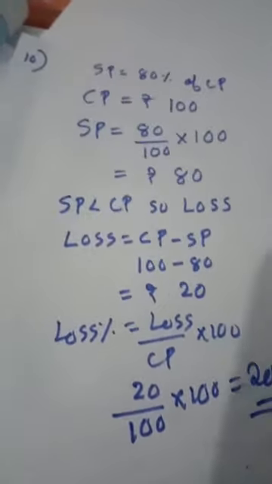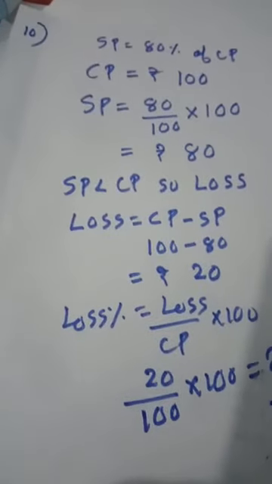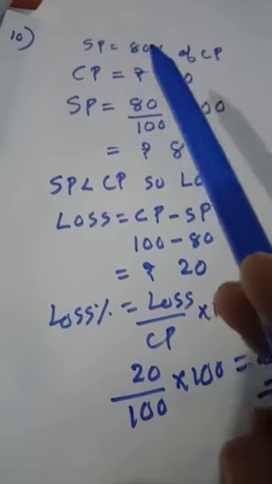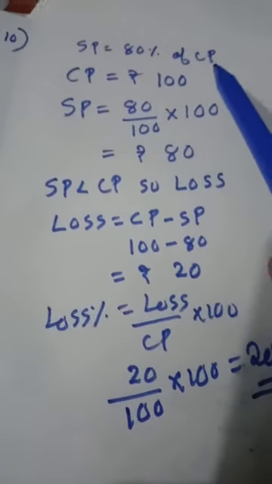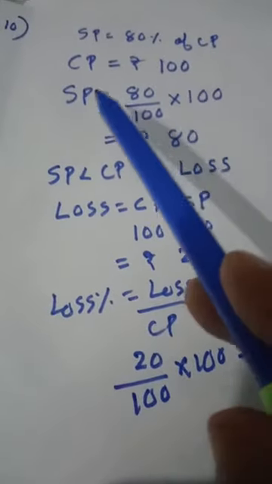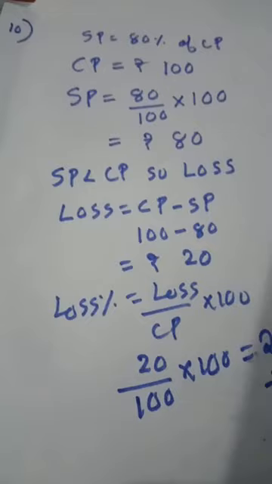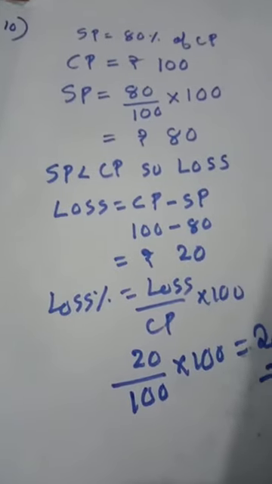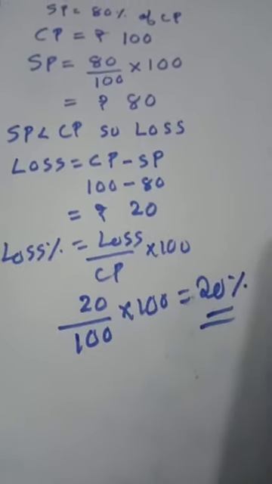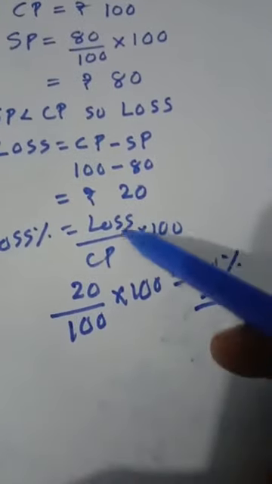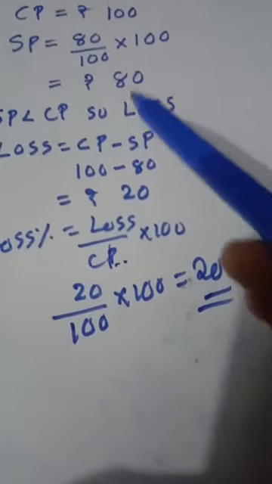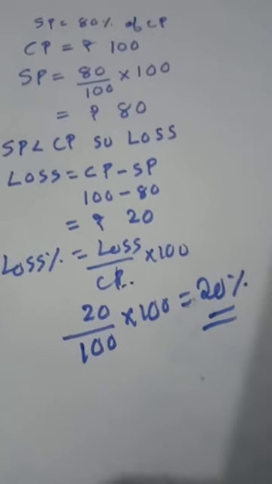Very simple. In the 9th question, the cost price of an article is 4 by 5 times the selling price. But here it is given that the selling price of an article is 80% of cost price. So see the difference. CP equals 100, SP is 80% of 100, which is 80. Here it is a loss because SP is less, so 20 rupees loss. Then loss by CP into 100, 20 by 100 into 100. Here the denominator is always CP. Here CP is 100, so 20%.